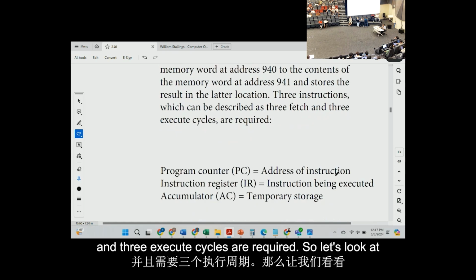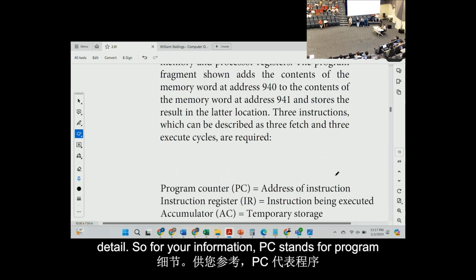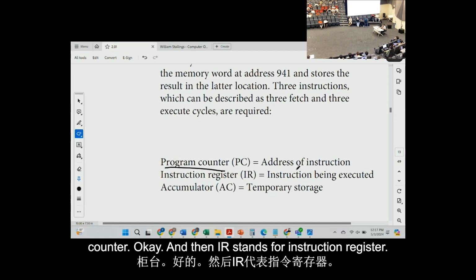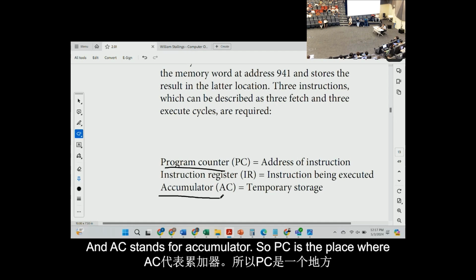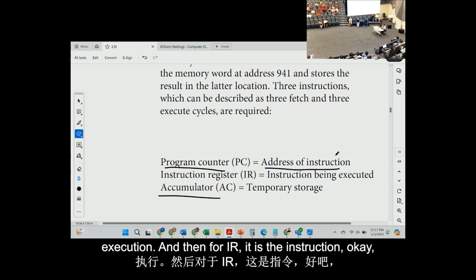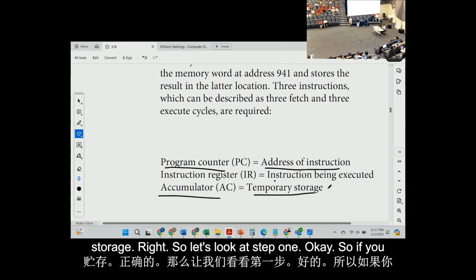Let's look at step 1, step 2, step 3, and step 4 in quite some detail. For your information, PC stands for program counter, IR stands for instruction register, and AC stands for accumulator. PC is where the computer system places the address of the execution. IR holds the instruction that is being executed. And AC is just for temporary storage.